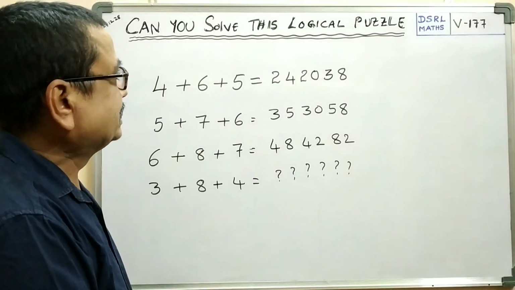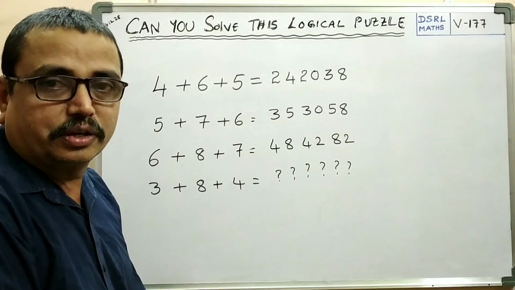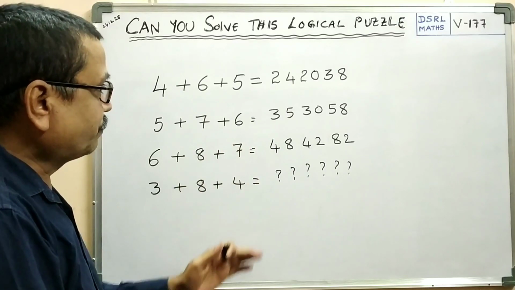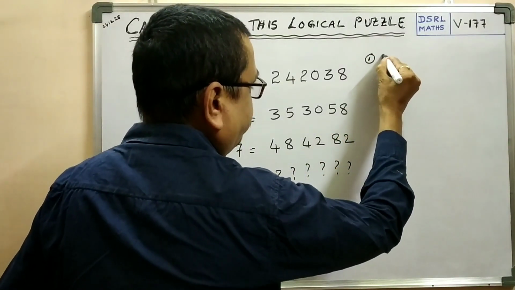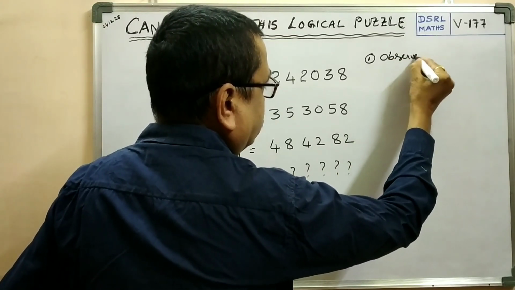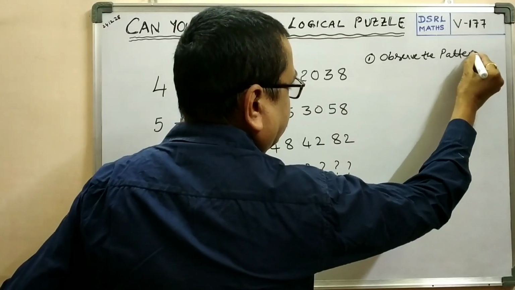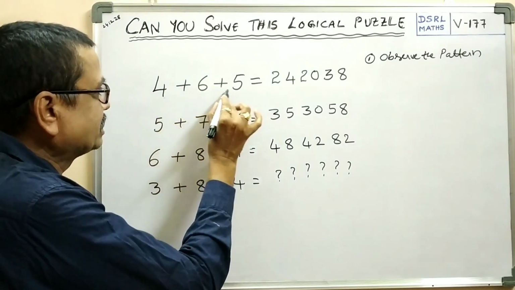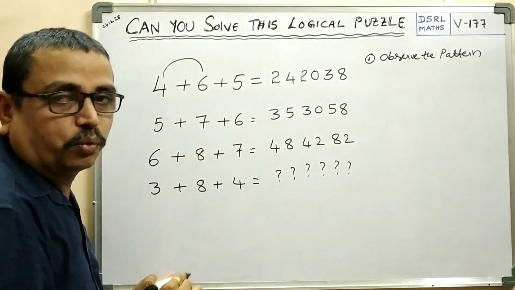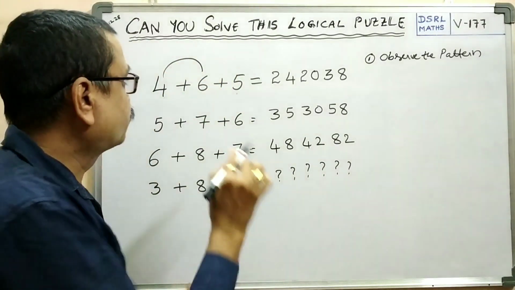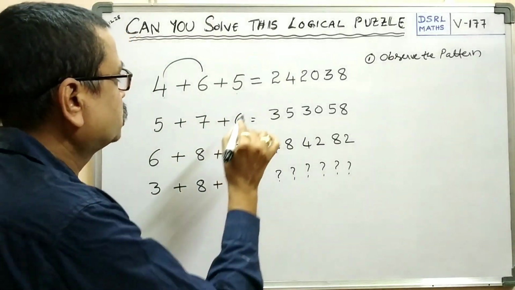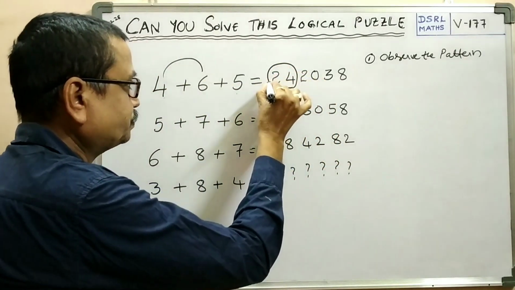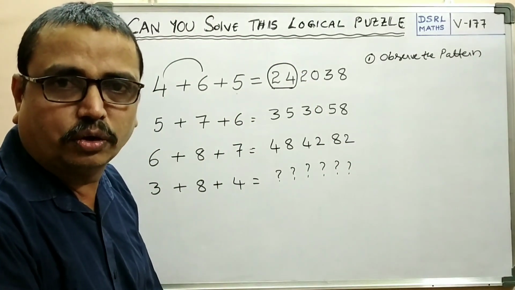So how to solve this logical puzzle? Can you solve this one? First of all, observe the pattern. Here 4, 6, 5. Take the first two numbers, that is 4 and 6. 4 into 6, that is equal to 24.